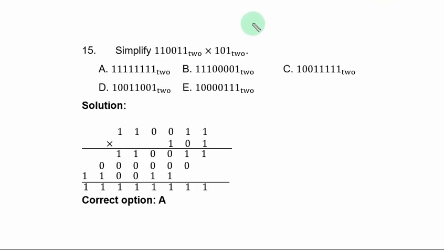Question 15. Simplify 110011 base 2 times 101 base 2. Solution. What you do is to carry out normal multiplication, which you have in this form. You use the first digit from the right to multiply everything here. You have this result. You use the second digit, you have this result. You use the third digit, you have this result.